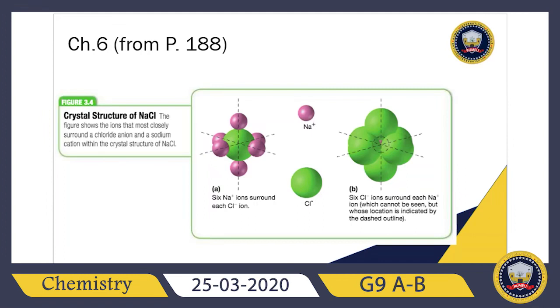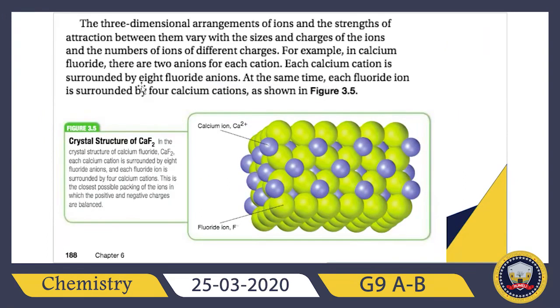So now let's continue. Now, the three-dimensional arrangements of ions and the strengths of attraction between them vary with the sizes and charges of the ions. So of course, when you have another compound, different charges, for example, if you have Ca2+ and other compounds like, for example, CaF2, it's different. The crystal is different. So now the arrangement of ions and the strengths of attraction also are different. It could be higher or it could be lower. It depends on the compound.